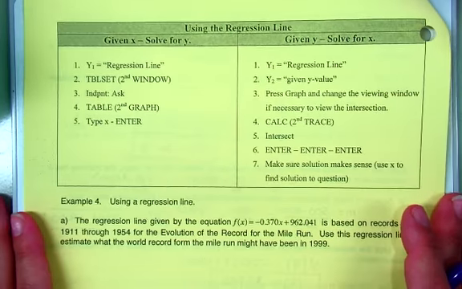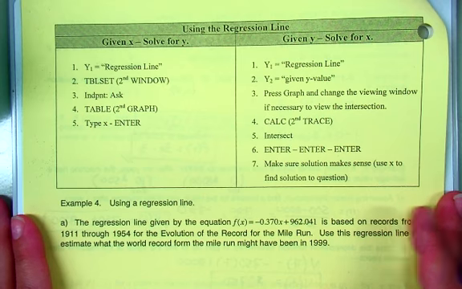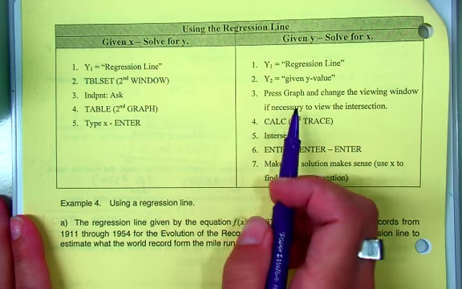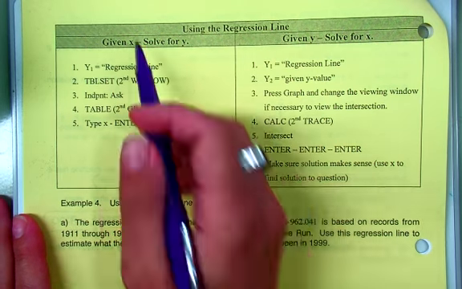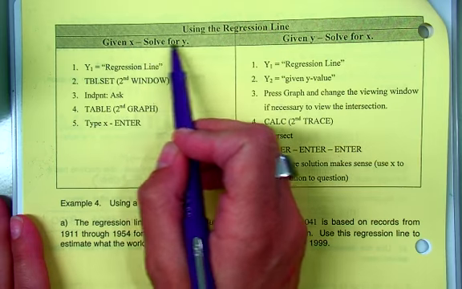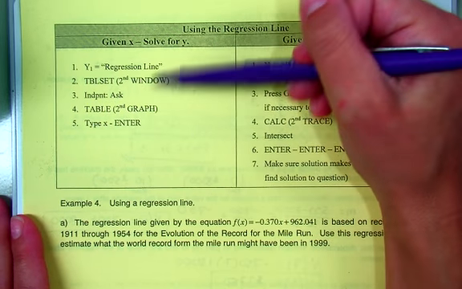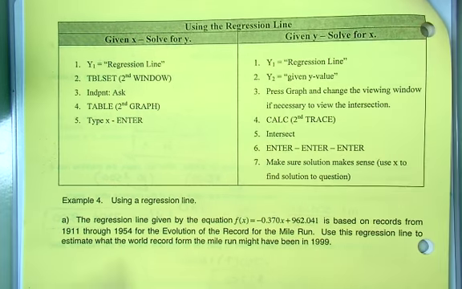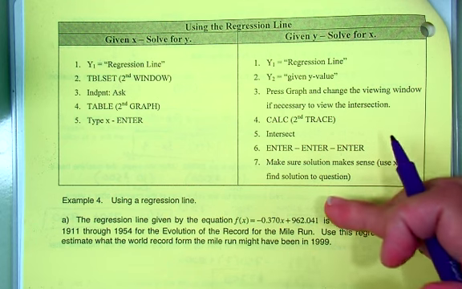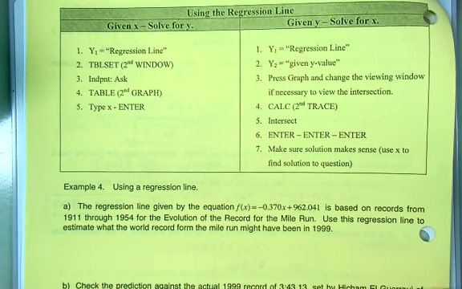Okay, so you guys have all done this before. There's two different situations when you would have to use a regression line. If you're given x and you're trying to solve for y, these are the steps you would use here on the left. If you're given y and you're trying to solve for the x, then you would use the steps on the right. So let's go through example 4.